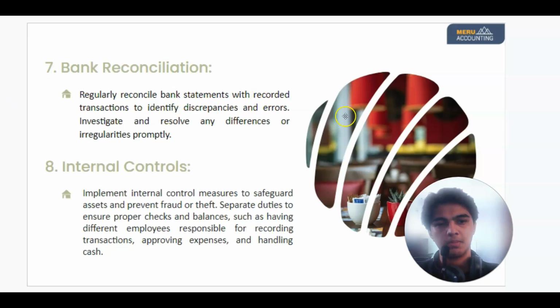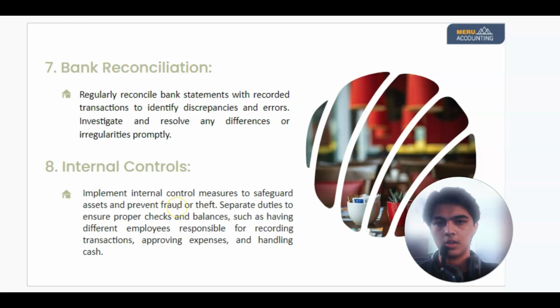Now let's touch base on bank reconciliation. In bank reconciliation, you have to regularly reconcile your bank statement with the recorded transactions, the transactions that you have recorded, and the bank statement that shows your transactions. Okay, so this will help you to find if there is any error or not.